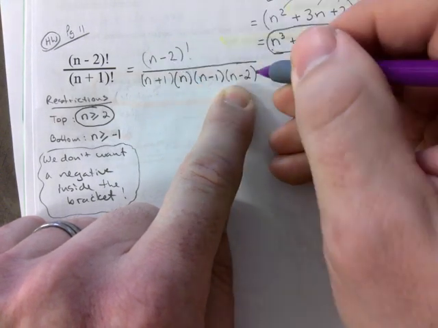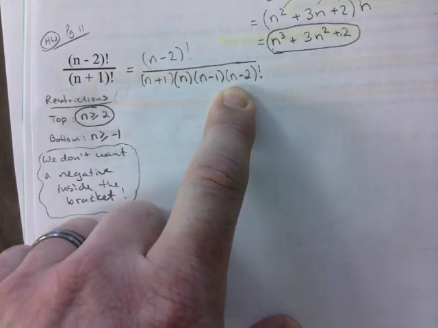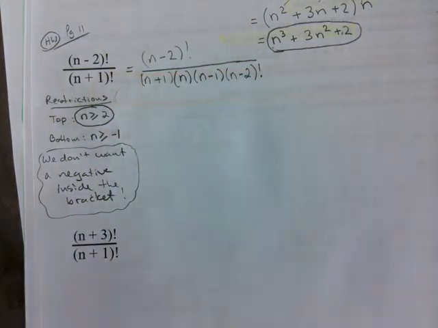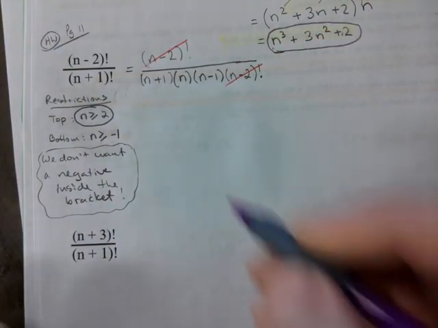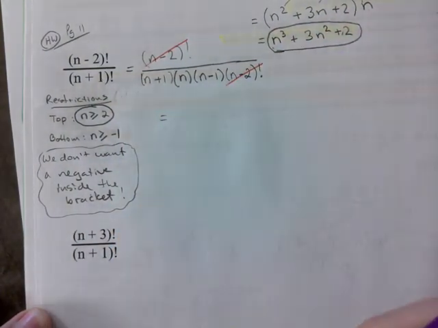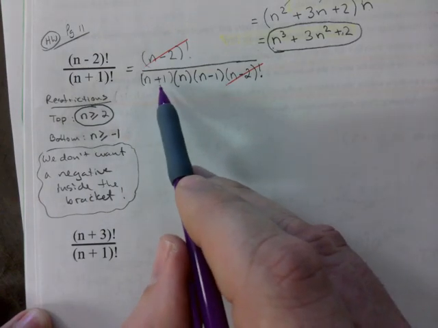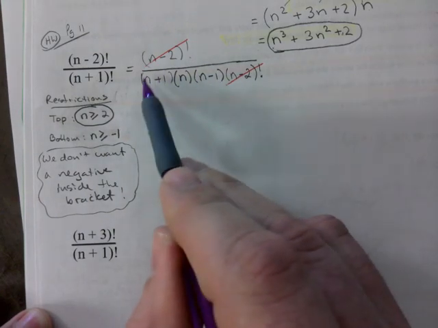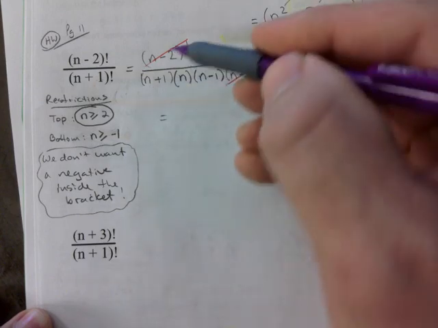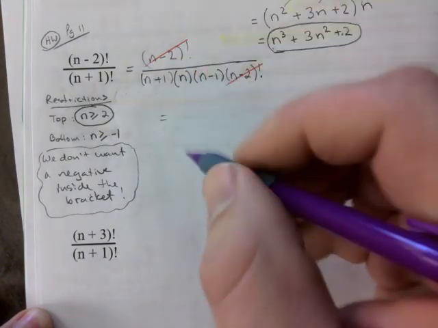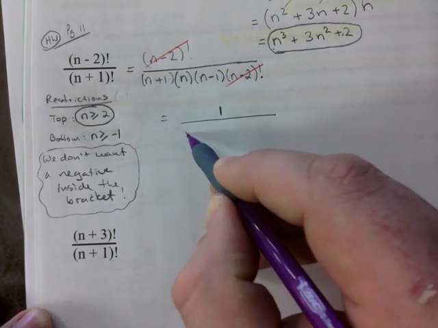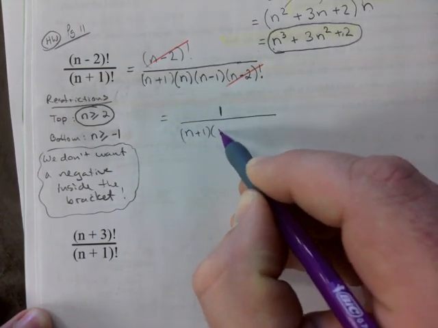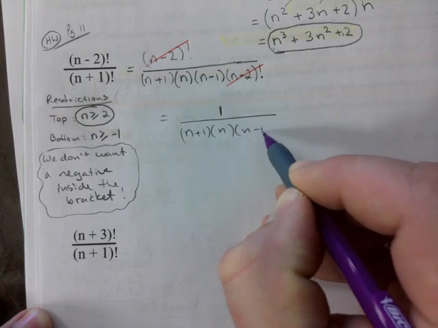Why? Because I notice that there's an n minus 2 up here. So then you cancel that out. What I've seen in the past is students just write this down: this is my answer, Mr. Dirksen. No, you have something left over. It's 1 at the top. Then you're left with n plus 1 times n minus 1, like that.